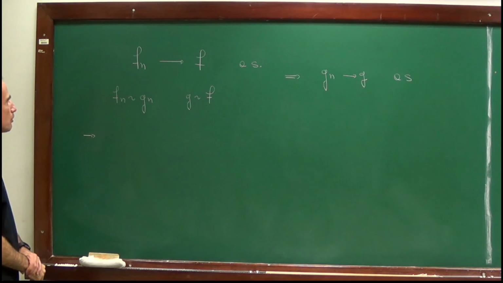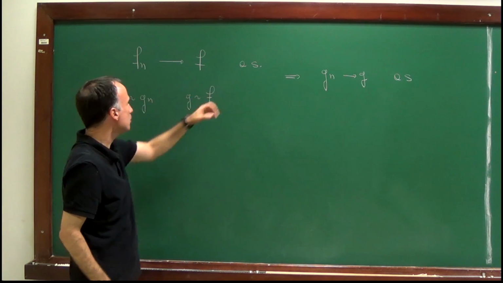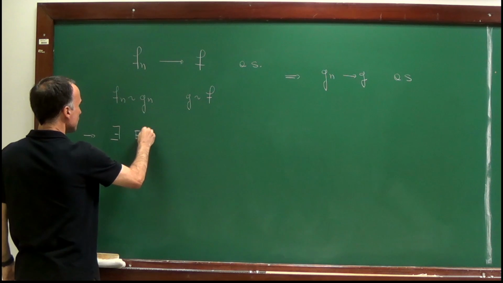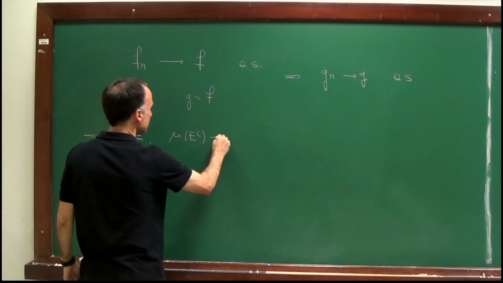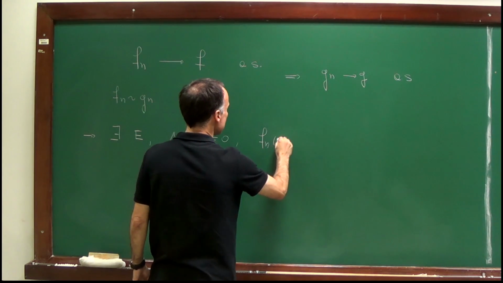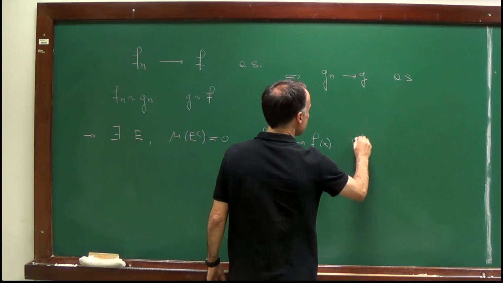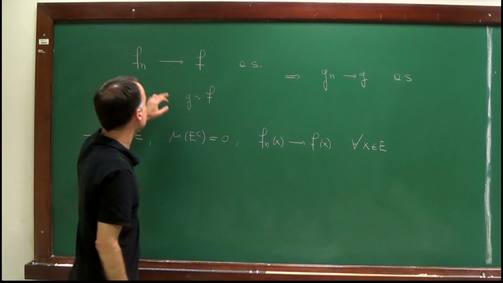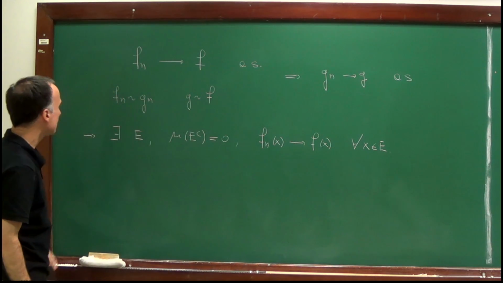That's very simple. Since fn converges to f almost surely, we know that there exists a set E such that mu of E complement is equal to 0, and such that fn(x) converges to f(x) for all x in E. So this is just the definition of almost sure convergence of fn to f.